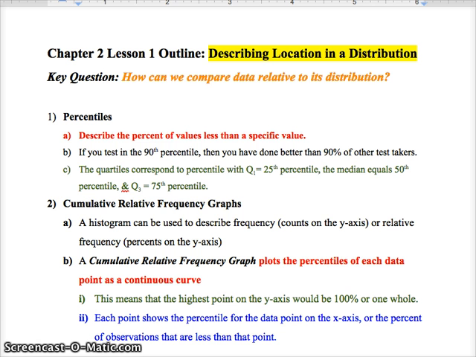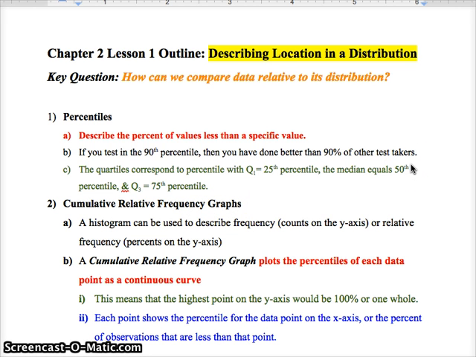Now, one key thing to remember is that quartile 1 corresponds to the 25th percentile. The median is our 50th percentile, and quartile 3 is the 75th percentile. So we can graph these percentiles with our x values, our values of interest, on the x-axis, and then the cumulative relative frequency, which is another way to say the percentile. So when you see cumulative relative frequency here, think percentile, on the y-axis.